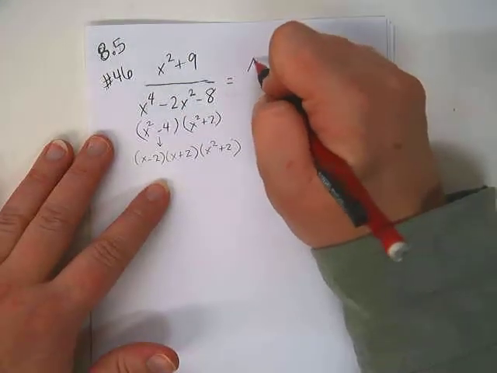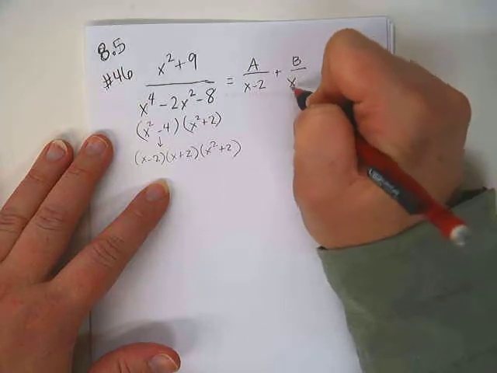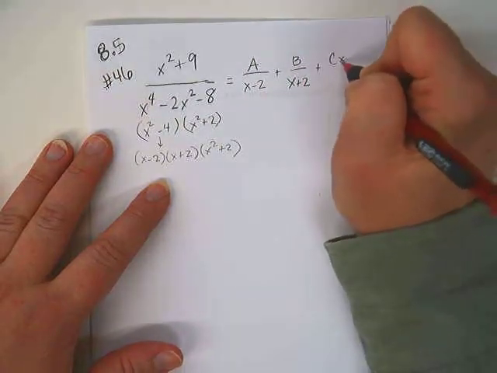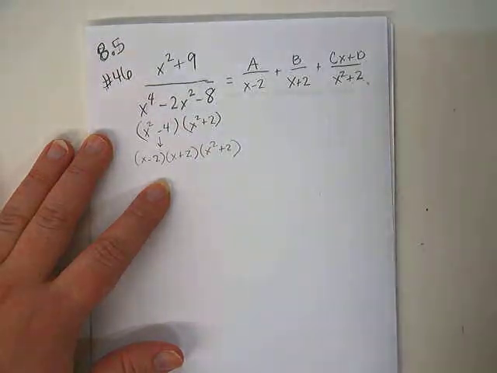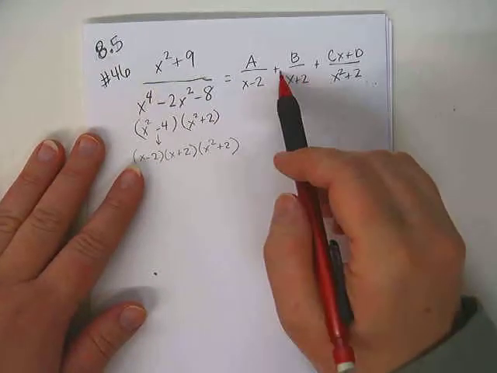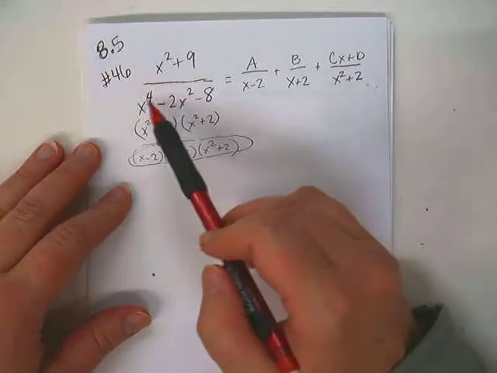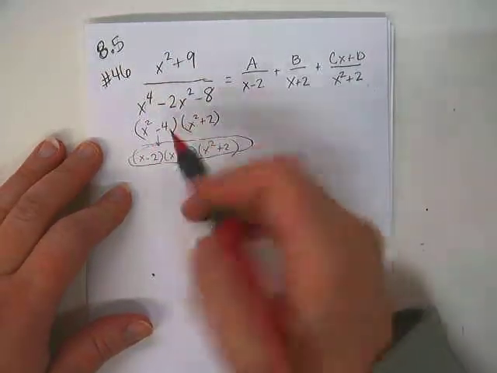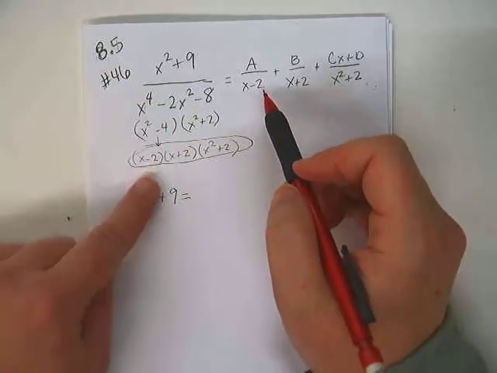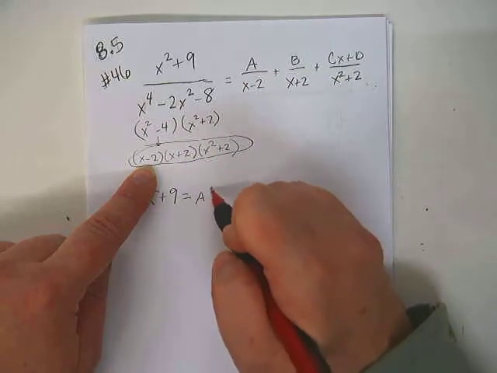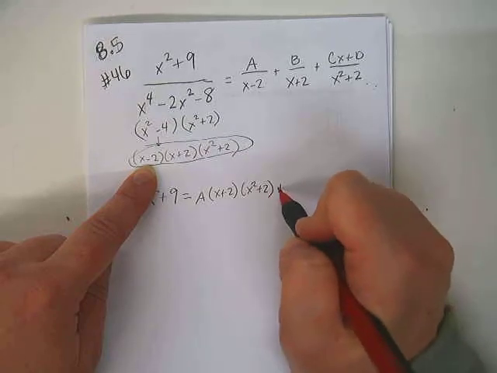Okay, when we set this up then, that means we have A over x minus 2, plus B over x plus 2, plus Cx plus D over x squared plus 2. Then we multiply by our least common denominator, which is this thing. So of course that makes this entire denominator cancel. So on this side of our problem we have x squared plus 9. Here just the x minus 2 cancels, so we have A times x plus 2 times x squared plus 2.